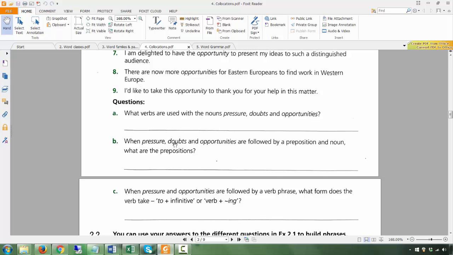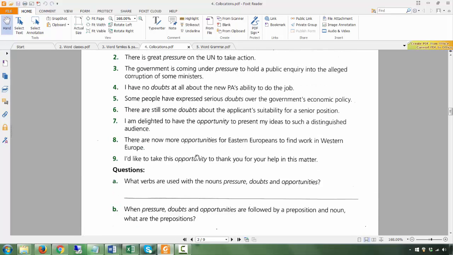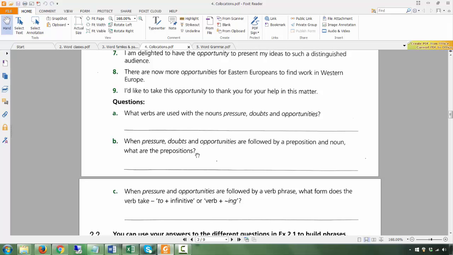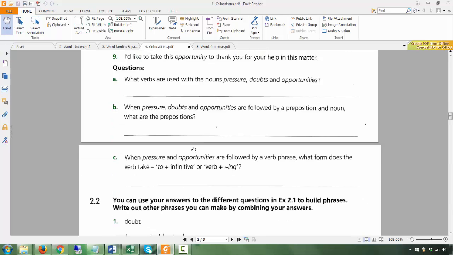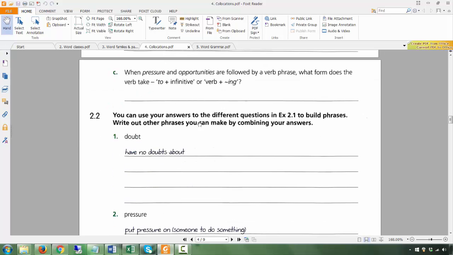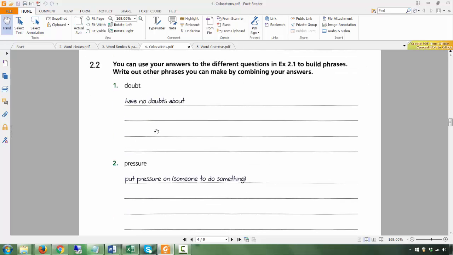And then when pressure, doubts, and opportunities are followed by a preposition and a noun, what are the prepositions, if there is a preposition? Okay, a preposition is something that you should go and find out also about, not just nouns, verbs, adjectives, adverbs, but prepositions and conjunctions also, which I cover in writing class 2. All right, and then you can do this question too. Now, you don't really have to do this. You can if you want to. I'm not going to go through this.